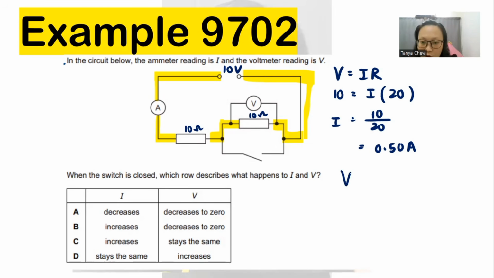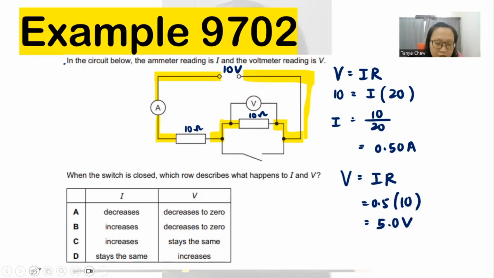What about the V value? V is equal to IR. The V value here is the reading from the voltmeter. So V is equal to 0.5, since these two resistors are connected in series, so the same current flows through them, times the resistance of one of the resistors, which is 10. So this gives me 5 volt. I'm done with that.